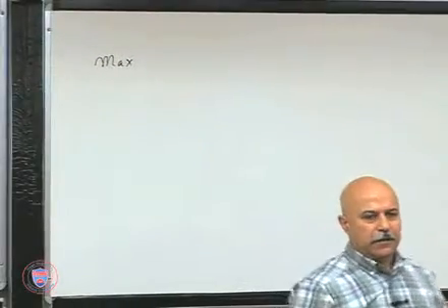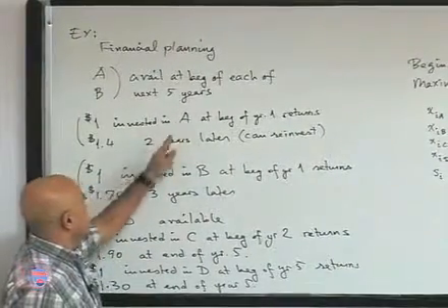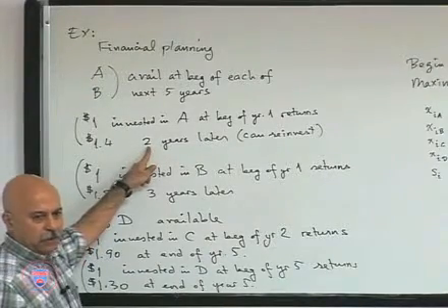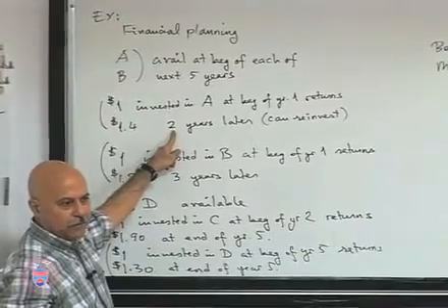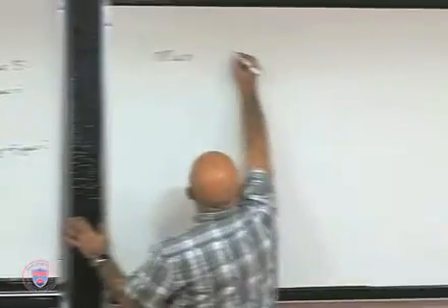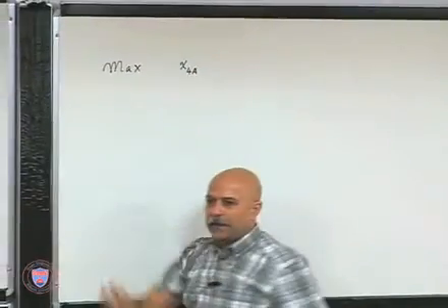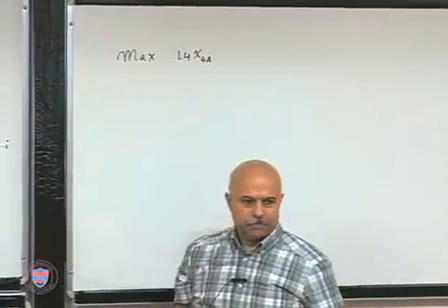What is my total return at the end of the 5th year? According to the information we've got here, money-making activity A returns some money at the end of 2 years. So to get something from A, I must have made some investment at the beginning of year 4. 4 and 5 gives you 2 years. So I'm going to have X4A, which is the money I invested at the beginning of year 4 in A, and the return for that is going to be 1.4. Does that make sense? All right, so that's the portion coming from money-making activity A.